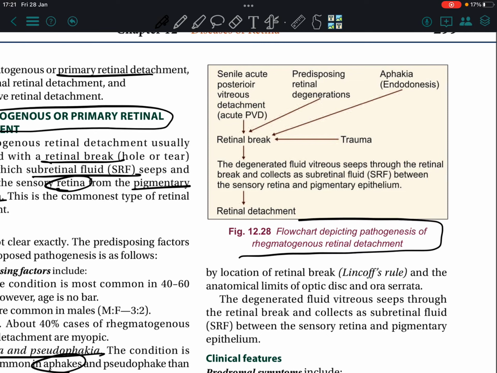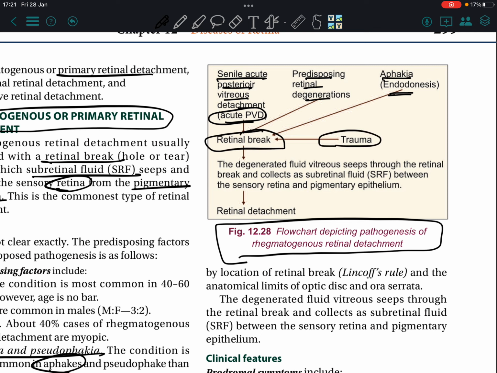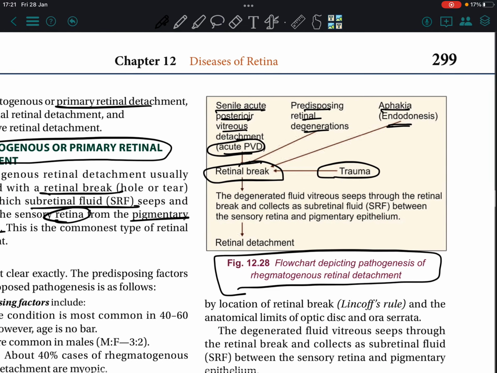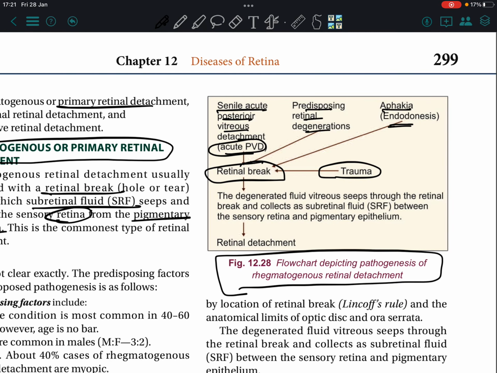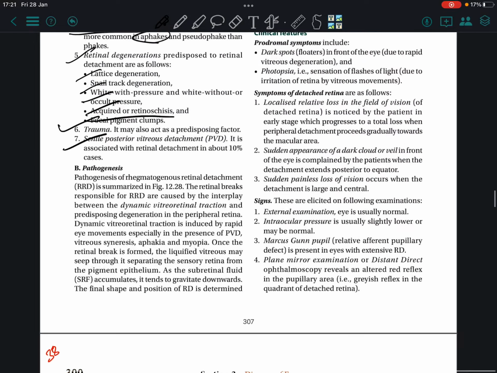Flowchart depicting pathogenesis of rhegmatogenous retinal detachment. Senile acute posterior vitreous detachment. Acute posterior vitreous detachment, predisposing retinal degeneration, aphakia, endophthalmitis, which causes retinal breakage. Trauma also causes retinal breakage. The degenerated fluid vitreous seeps through the retinal break and collects as subretinal fluid between the sensory retina and pigment epithelium. Then retinal detachment occurs as fluid accumulates. This is the pathogenesis.